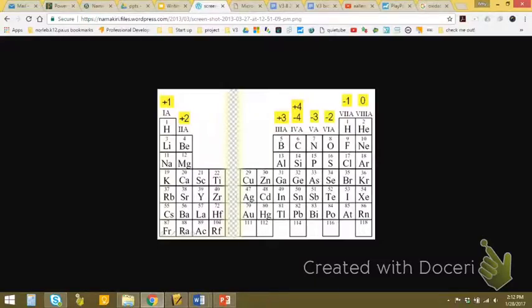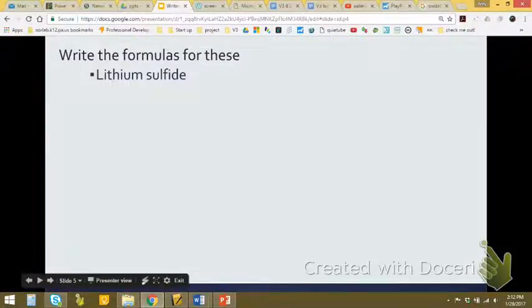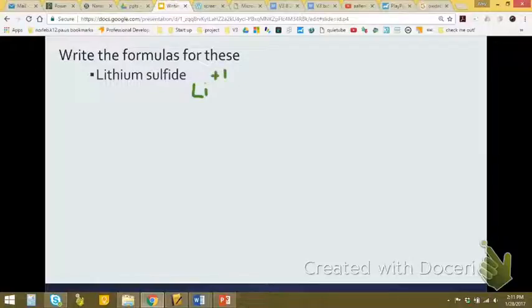Lithium is a +1, sulfur is a -2. So remember, lithium +1, sulfur -2, and let's write this formula. Lithium is Li. We said it was +1. Sulfur is a -2. If we crisscross the ions and rewrite, we have Li2S as our final formula.